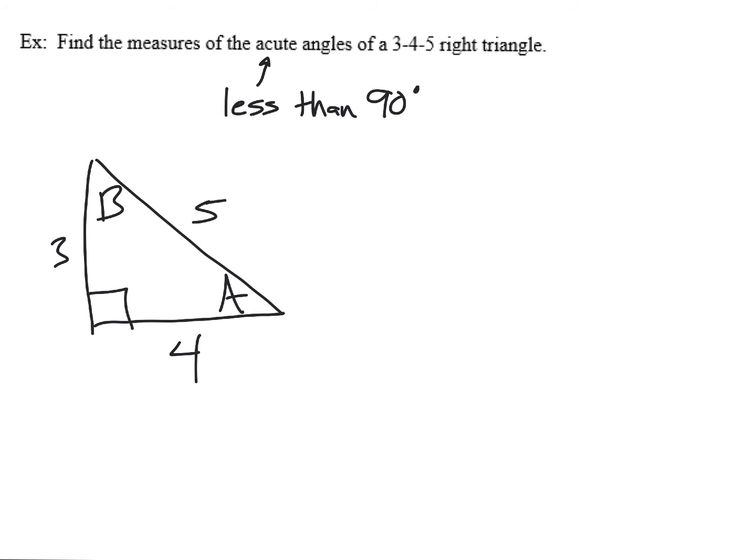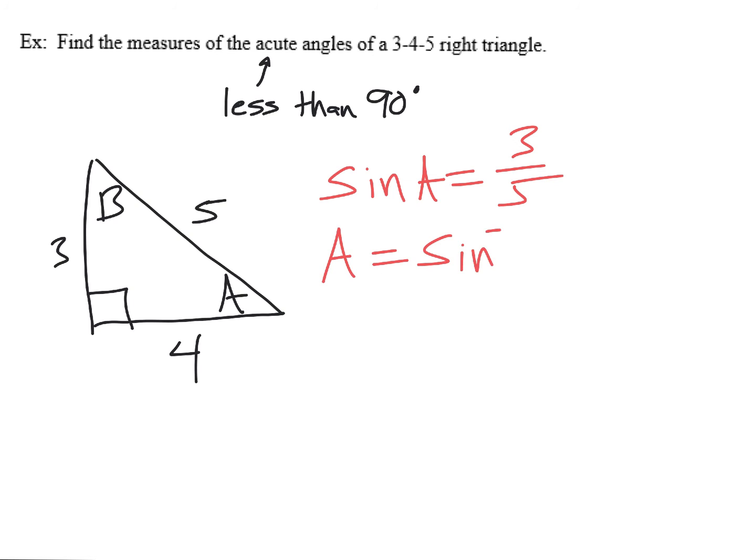I'll start with A. Let's see here. Sine of A is 3/5. So then if I want to get angle A itself, I just need to do, on my calculator, inverse sine of 3/5, which should give you 36.9 degrees.